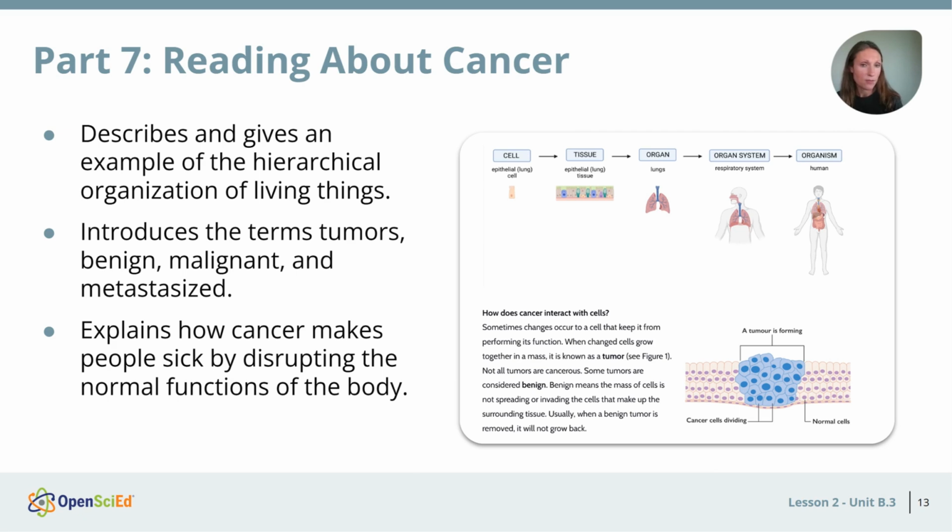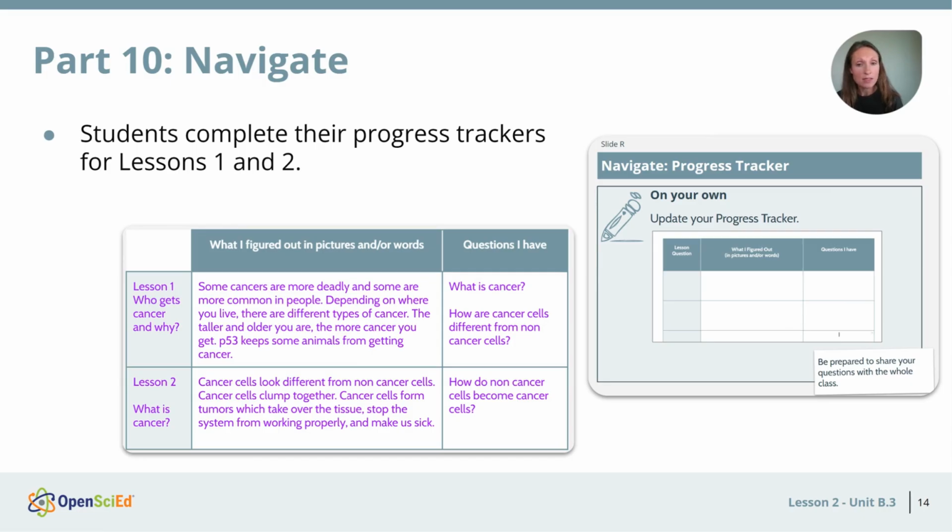The reading is brief, with just over 2 pages and a lot of images, and it introduces some important terms. The reading ends with a short paragraph explaining that cancer cells can disrupt the normal functions of the body, which can cause people to feel sick. At the end of this lesson, students complete the progress tracker.